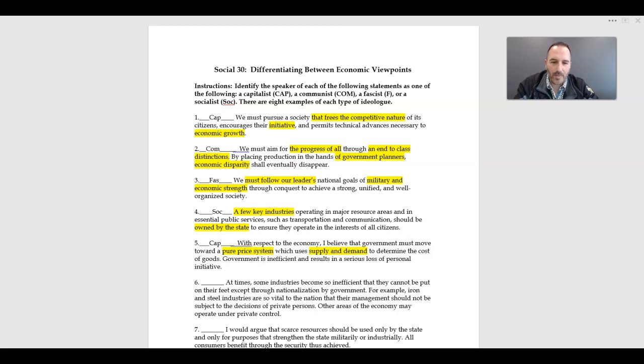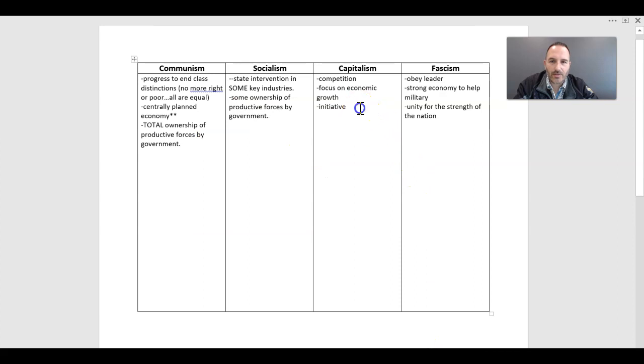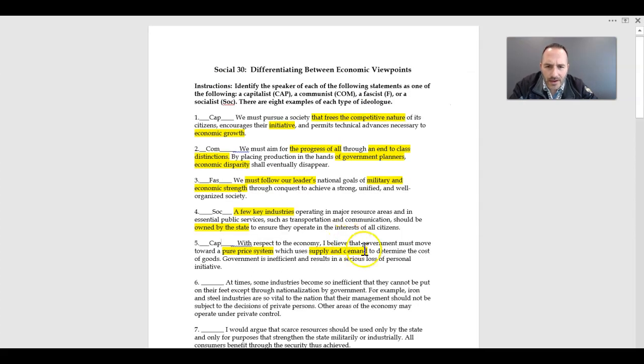Okay, so let's go back to our chart and where there's capitalism. I'm just going to put this here. Sorry, it's a work in progress. Okay, so supply and demand to determine pricing. Anything else in that one? Yeah, I think that's pretty good.